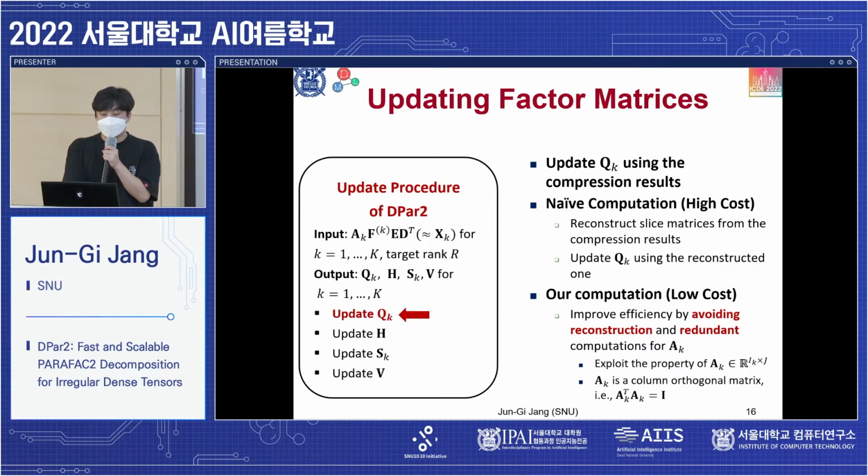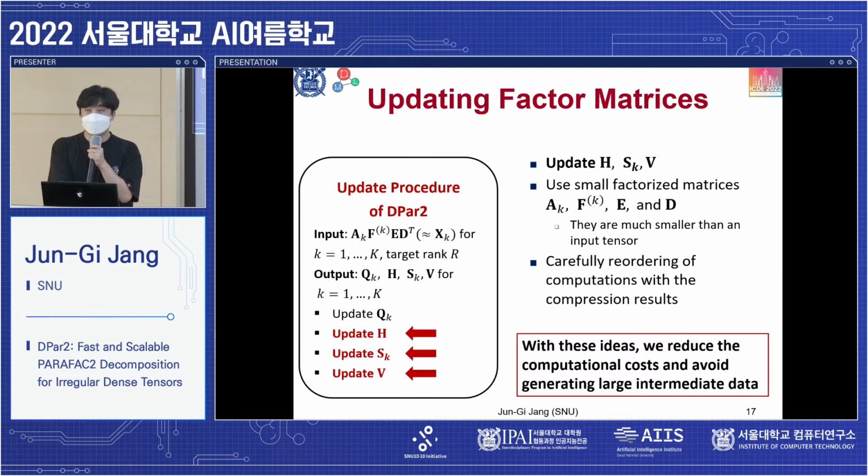First, we update QK using the compressed results. In contrast to naive computations, our update for QK avoids reconstruction and redundant computations for AK by exploiting the property of AK. Thanks to it, we fully exclude computations involved with AK so that we efficiently update vector matrices QK.